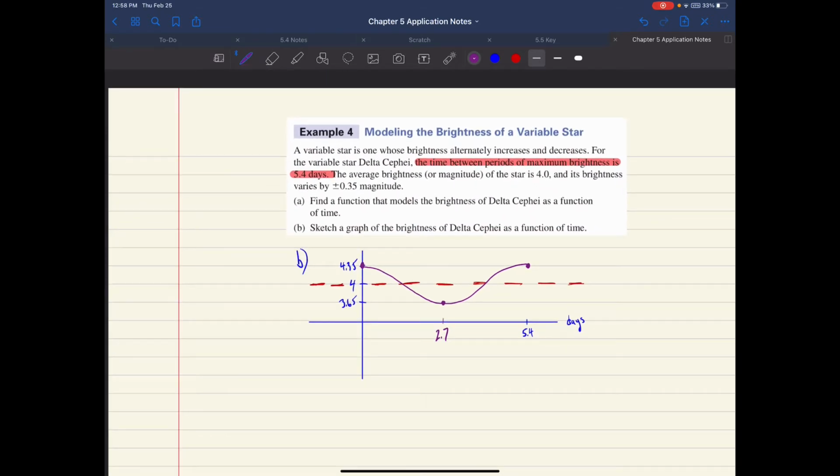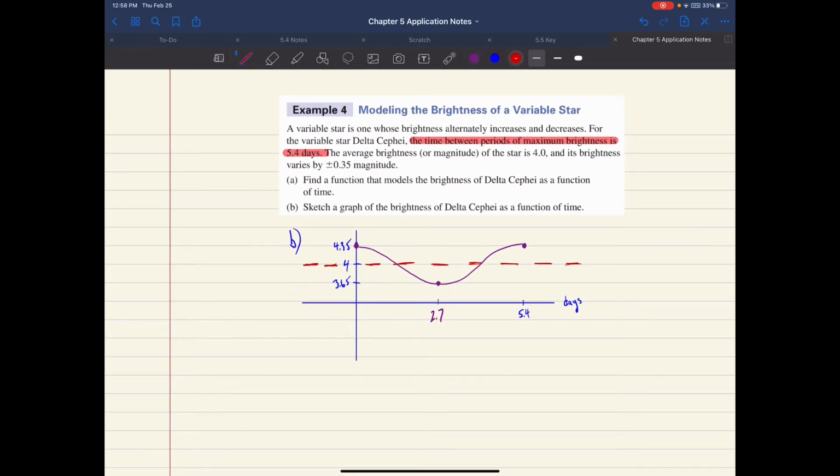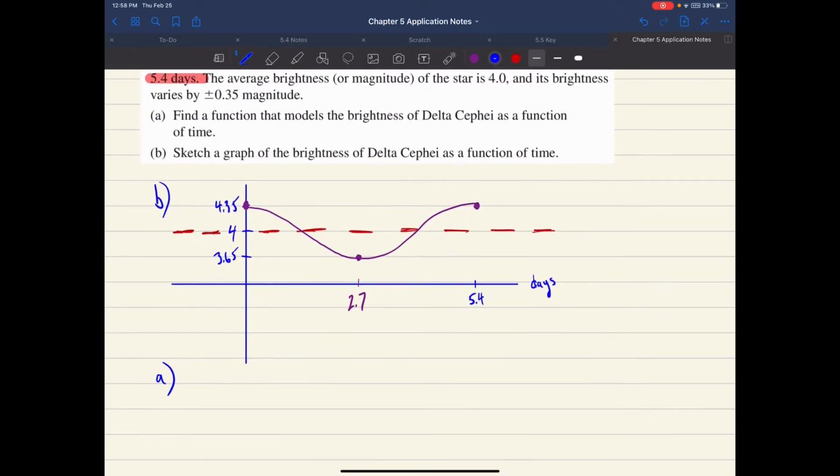So now we can just take all of our information from that graph. So let's do part A, the function that models it. So it's all just sitting there. So we have a cosine function. The amplitude of the cosine function would be 0.35. It has no phase shift. It does have a vertical shift, so I'm going to wait on that though. Let's look at the period.